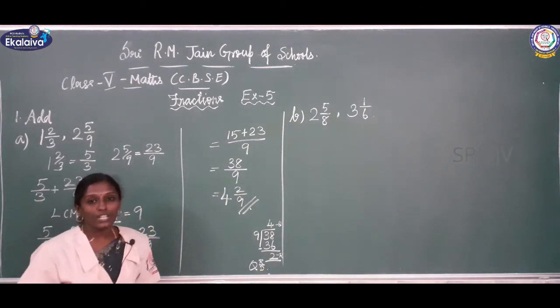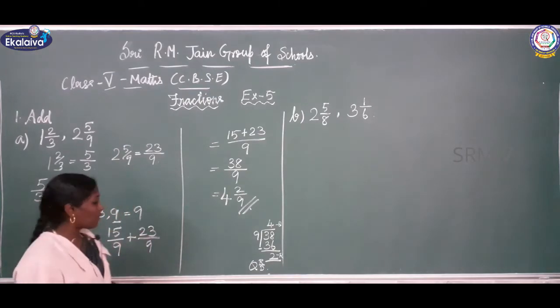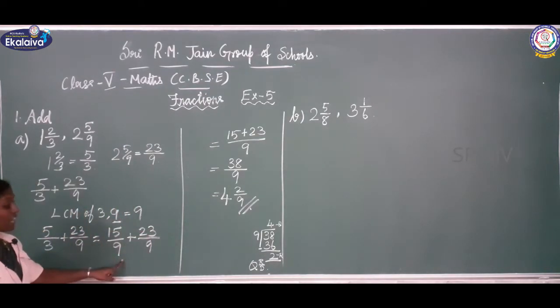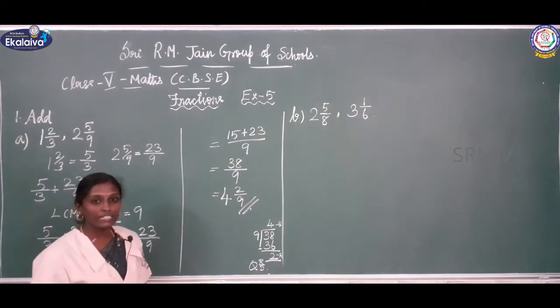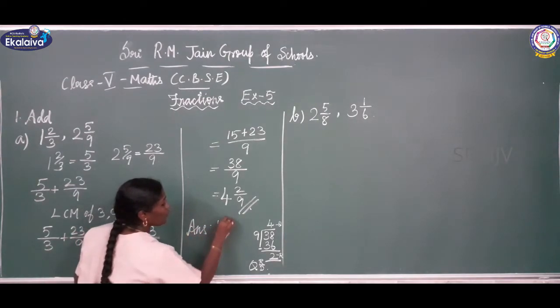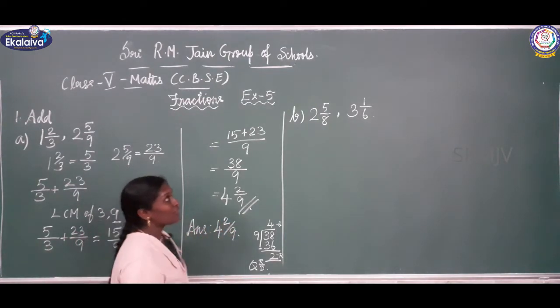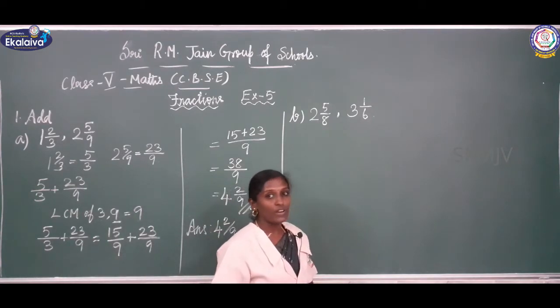Here while adding two mixed fractions we are getting the answer as a mixed fraction. First we have to convert the mixed fractions to improper fractions. Then we are converting into like fractions. After that only we have to add the given fractions. Is it clear, children? So the answer is 4 2 by 9. Okay, then next two fractions, 2 5 by 8 and 3 1 by 6.